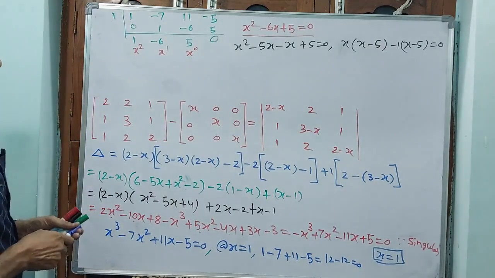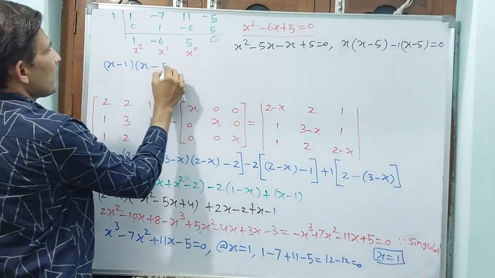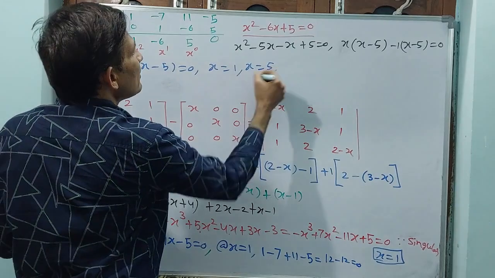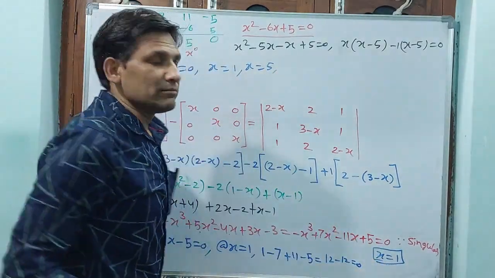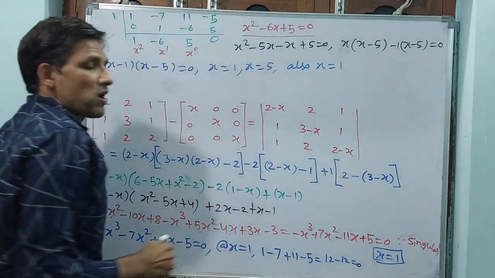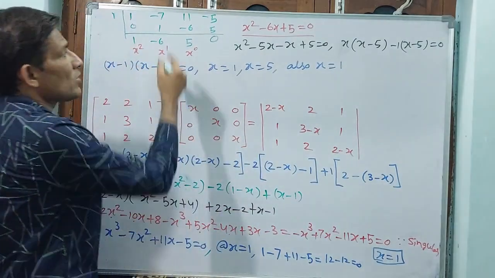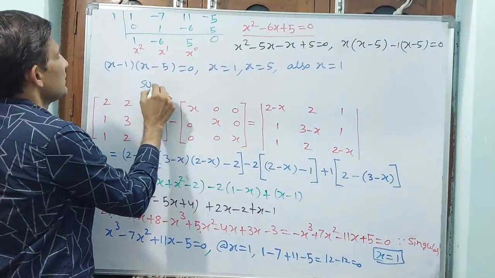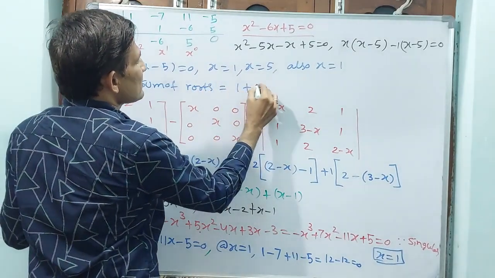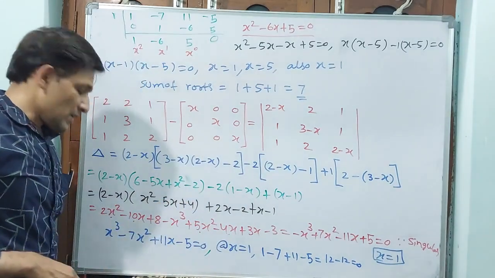Now proceed further. See, x minus 1 into x minus 5 is equal to 0. x is equal to 1, x is equal to 5. And already x is equal to 1 has come. Also x is equal to 1. Even though x is equal to 1 has come, again you have to take this one. That means total sum of roots: 1 plus 5 plus 1, that is equal to 7. This will be your answer.